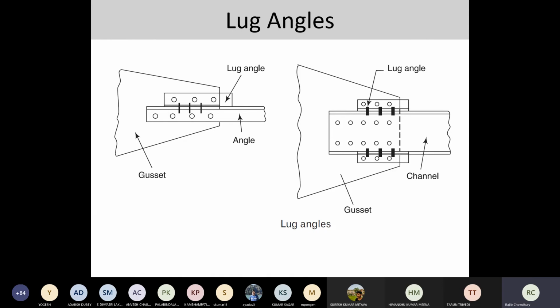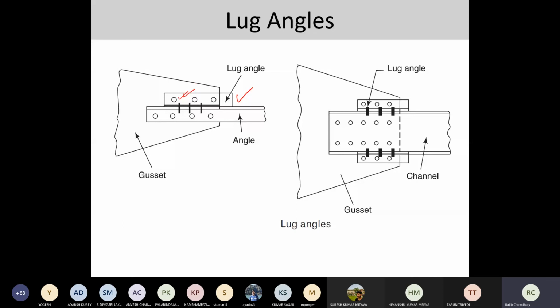In such a situation, what is required to be done? An additional short angle may be utilized to reduce the joint length and the shear lag, which is shown in this particular figure. The lag angle can be placed on one side or on both sides. So this small angle which is placed is called the lag angle.